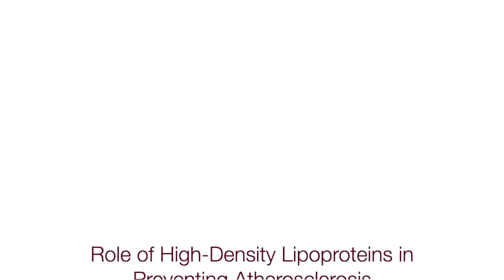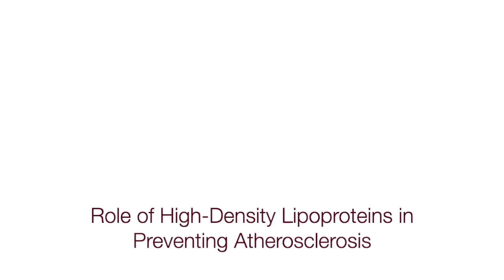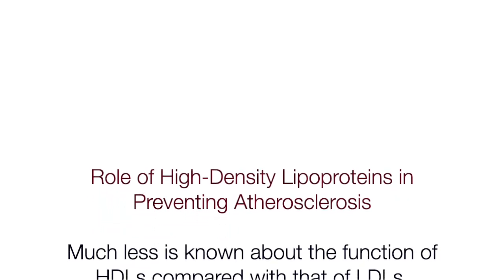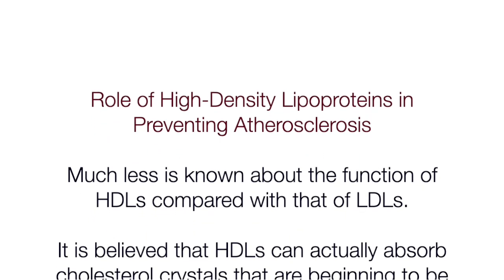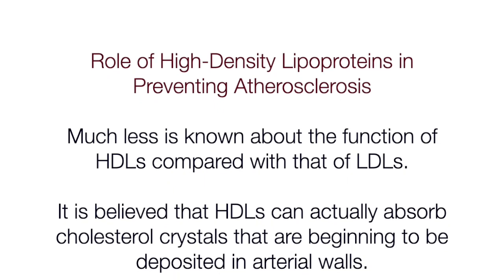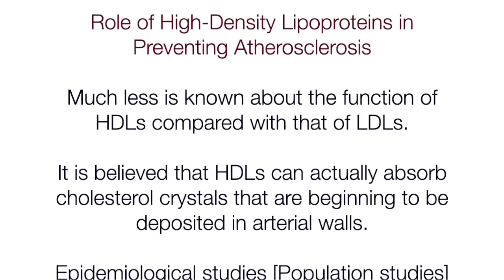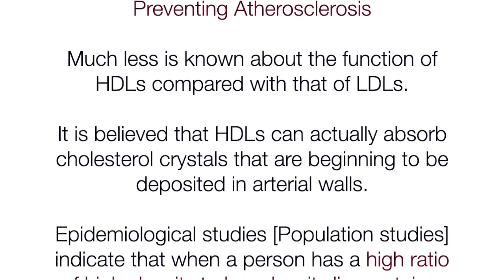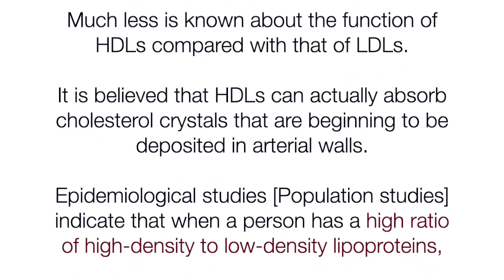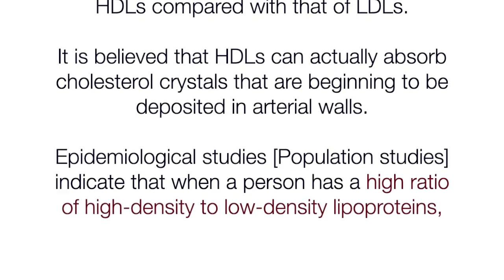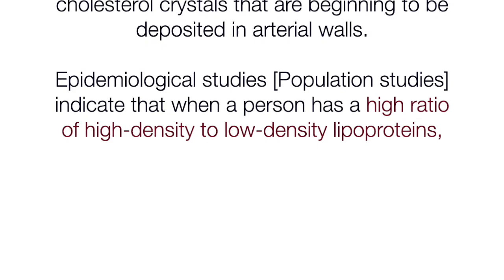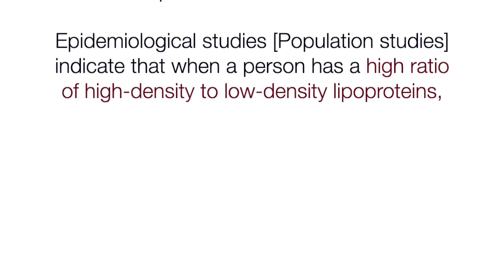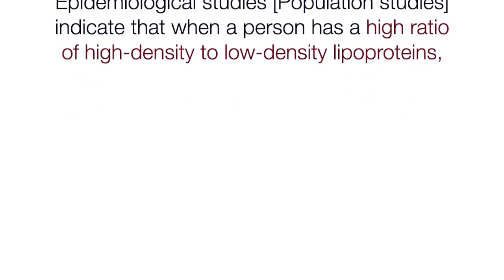Role of high density lipoproteins in preventing atherosclerosis. Much less is known about the function of HDLs compared with that of LDLs. It is believed that HDLs can actually absorb cholesterol crystals that are beginning to be deposited in arterial walls. Epidemiological studies, that is, population studies, indicate that when a person has a high ratio of high density to low density lipoproteins, the likelihood of developing atherosclerosis is greatly reduced.